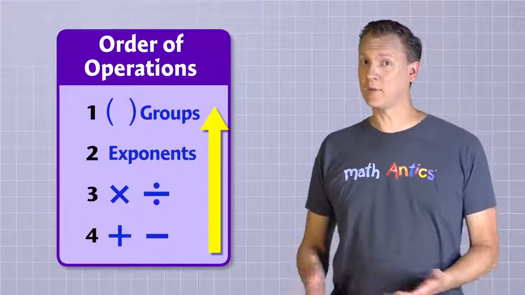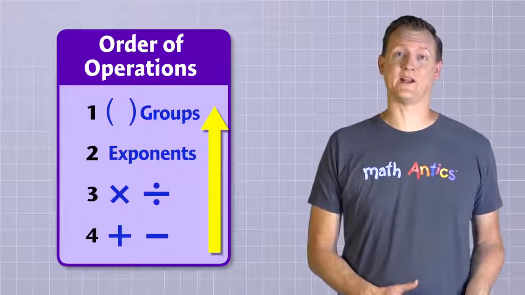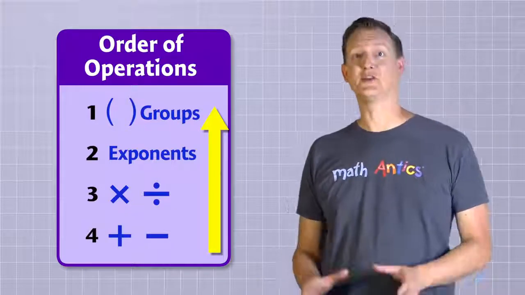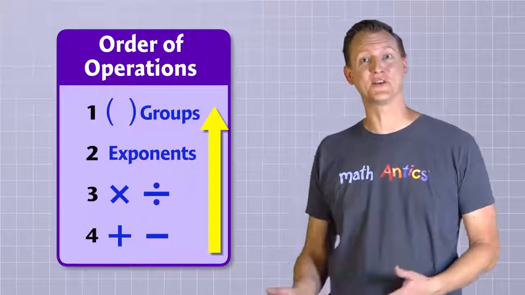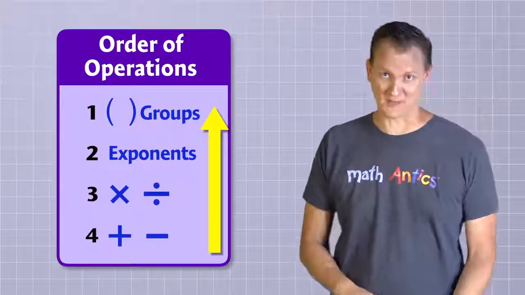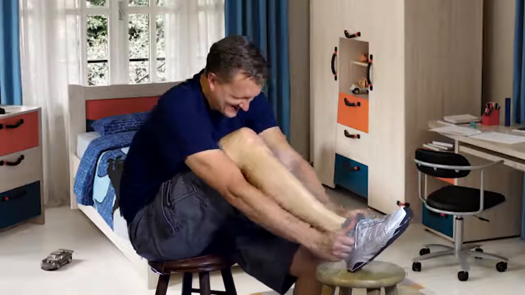Using the reverse order of operations is not the only way to solve a multi-step equation, but it's usually the easiest way. Just like it's much easier to take your shoes and socks off in the reverse order that you put them on. Are you sure it's socks before shoes?